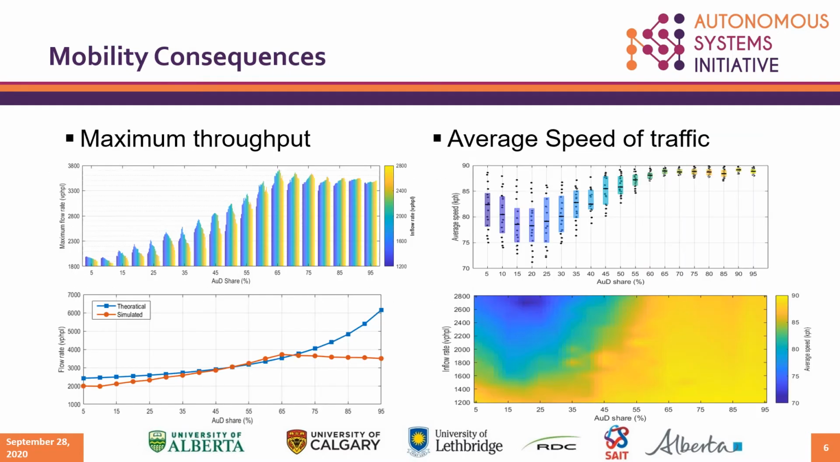The mobility consequences resulting from mixed traffic movement was measured considering two key parameters, maximum throughput and average speed of traffic. As portrayed in the top left figure, the variation of maximum throughput was nonlinear. Maximum detriment in throughput was experienced at 10% automated vehicle share, and maximum gain was attained at 65%. As observed in the top right figure, the average speed of traffic resulting from various inflow rates were highly dispersed at lower automated vehicle shares. However, with the increasing automated vehicle shares, the resultant average speed became increasingly concentrated, shifting towards the speed limit.